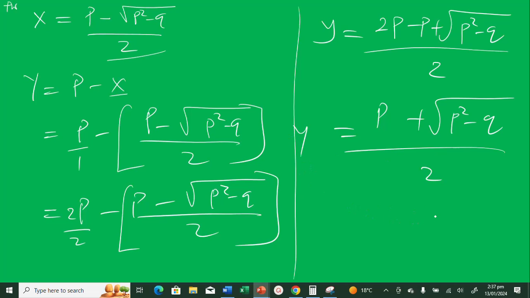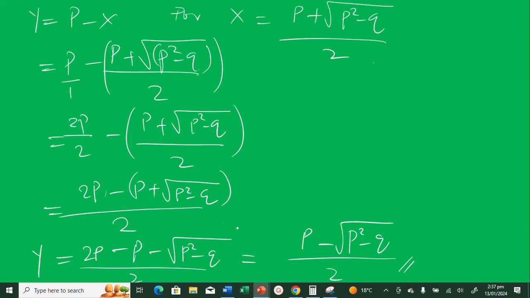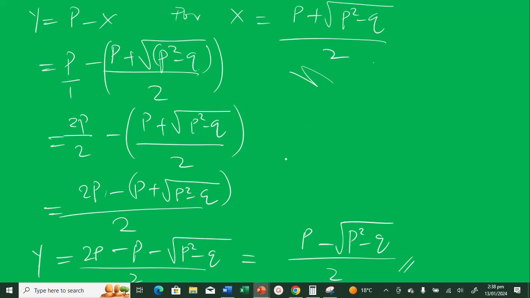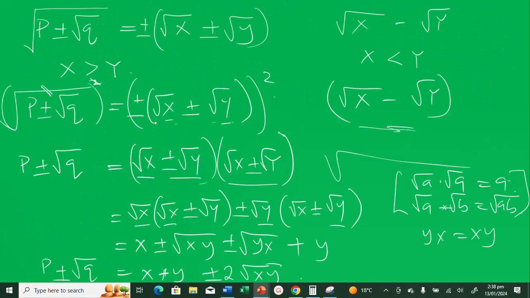Now, for the smaller value of x, y is bigger than x. So y is bigger than x in this case, but y is smaller than x in this case. But we need the solution where x is greater than y. So we are going to use this other situation. Now, we assume that the value of this is the square root of x plus or minus the square root of y.